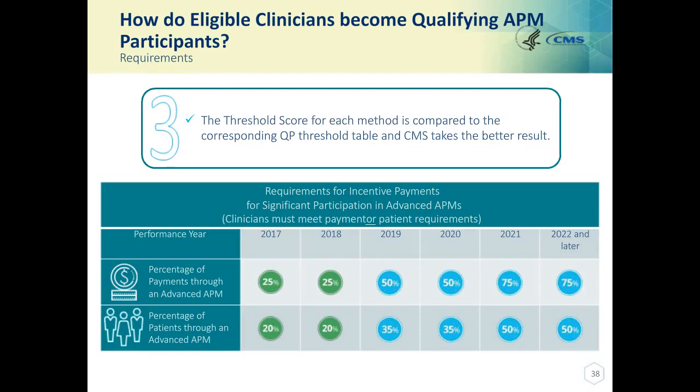So for performance year 2019, you can see on this slide, we're now at a point where the threshold score for payments through the APM is at 50%, and the percentage of patients through the advanced alternative payment model is now at 35%. That will remain true for 2020 as well, and then we'll move up in subsequent years. And again, we'll take the better of the two percentages when taking into account QP determination. Next slide.